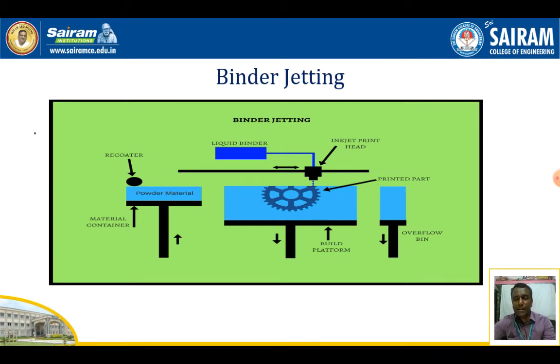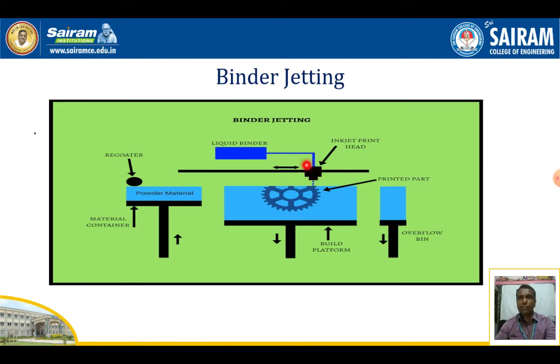In the binder jetting process, there are two materials. One is the build material, and the other is the binder. The binder is usually in liquid form, and the build material, such as metals, polymers as well as ceramics, is in powder form. The binder acts as an adhesive here.